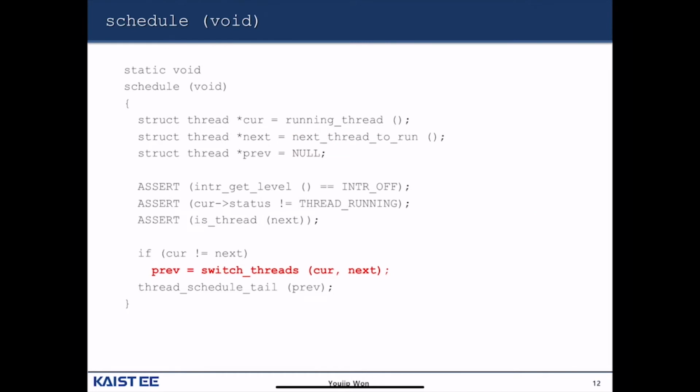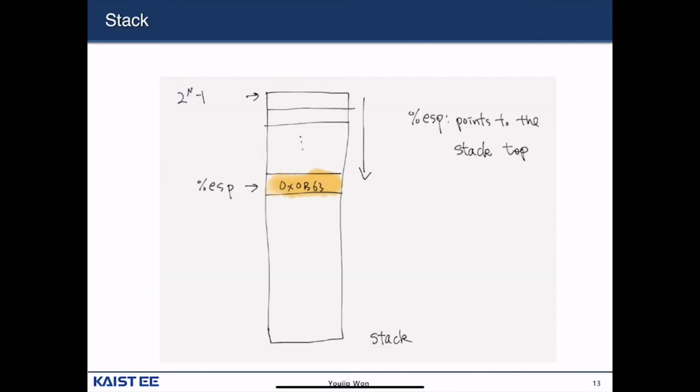After getting the pointers to the current running thread and the next thread to run, it calls a function called switch thread. The function switch thread is responsible for saving the current context and restoring the context of the next thread to run into the CPU registers. And it returns a pointer to the thread structure into the variable called PREV. After it returns PREV, the operating system calls thread schedule tail, which puts the thread structure pointed by PREV at the end of the ready list. Now, I am going to explain the details of thread switch.